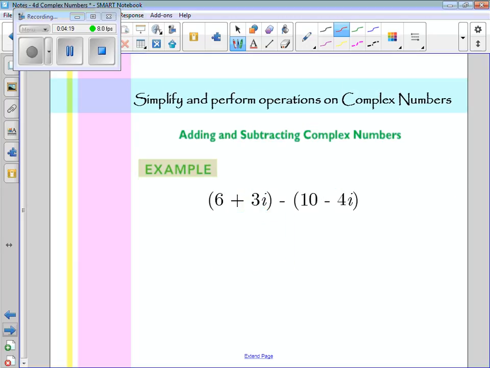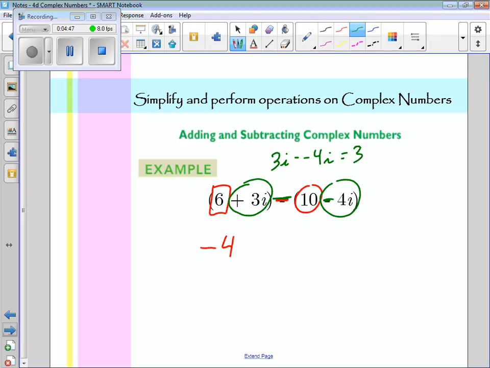With a subtraction here, again, get your like terms together. So 6, you're subtracting 10. 6 subtract 10 is -4. Then we look at, we have positive 3i and we're subtracting -4i. So that's like 3i subtract -4i. That's the same thing as 3i plus 4i, which is 7i. So down here it's going to be positive 7i.